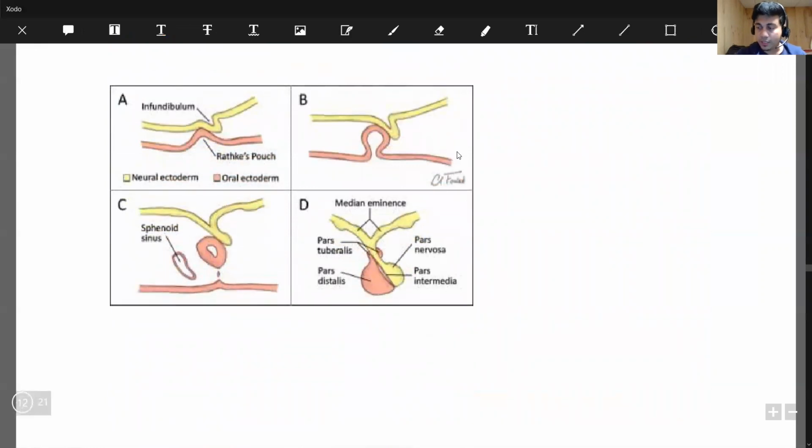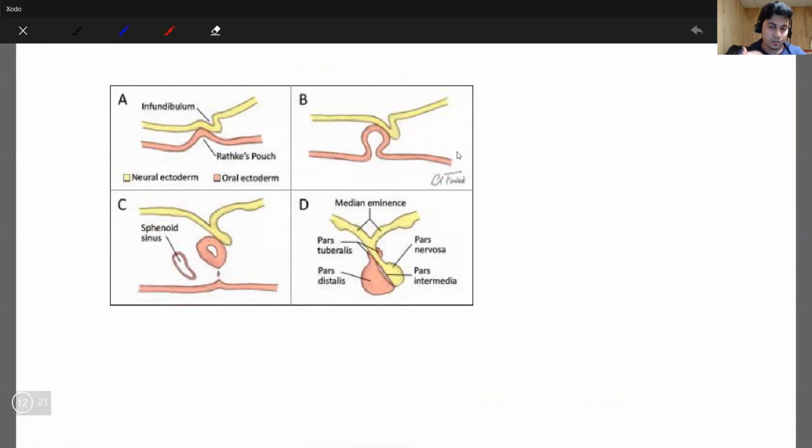One thing is important: developmentally, the anterior and posterior pituitary are different. The anterior pituitary originates from something called the Rathke pouch, and that's an elevation of our oral ectoderm. That means the roof of the mouth in the growing embryo, from there, there's an elevation that forms a pouch-like structure.